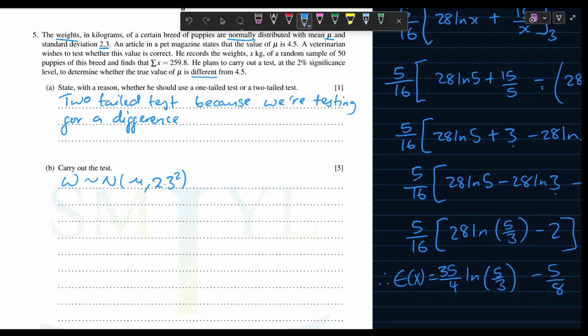We need to start off by defining our null and alternative hypotheses. So H naught, the null hypothesis, would be that our mean is still the same, so our mean is still 4.5. And then our alternative hypothesis would be that our mean is different, which just means it's no longer equal to 4.5. We don't know if it's less than or greater than 4.5, and we don't really care. We just want to know if it's different.